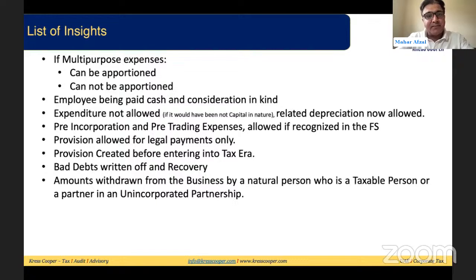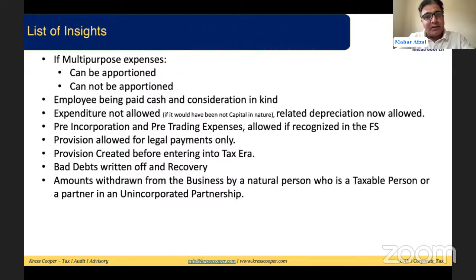Employees being paid cash or consideration in kind. It doesn't matter if you are paying them cash or paying them consideration, it should be based upon the arm's length principle. If anything is beyond the arm's length principle, authorities will not allow you to claim it as a deductible expense.